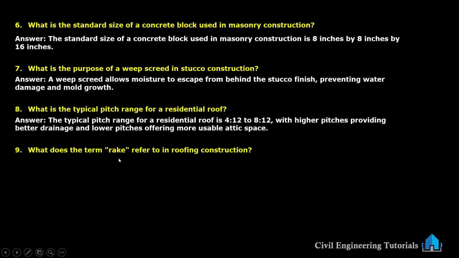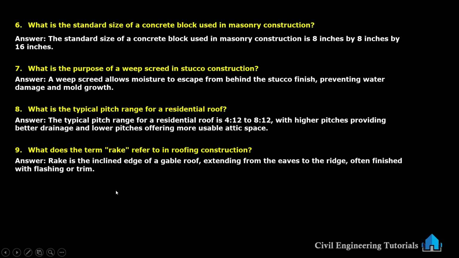What does the term rake refer to in roofing construction? Rake is the inclined edge of a gable roof extending from the eaves to the ridge, often finished with flashing or trim.